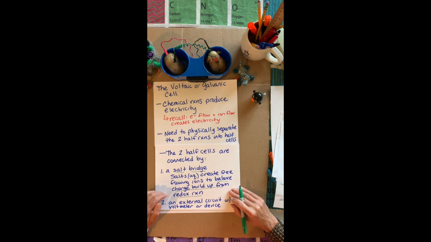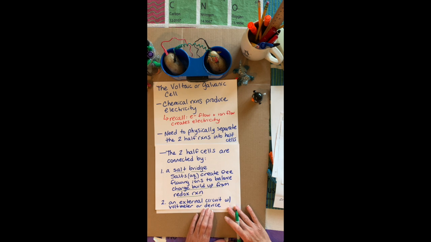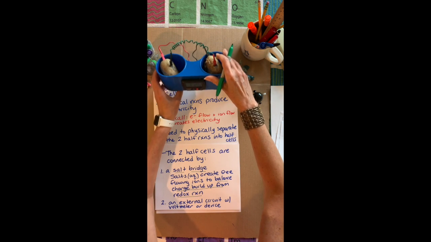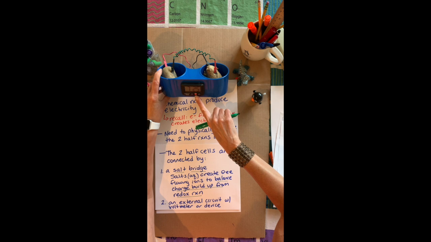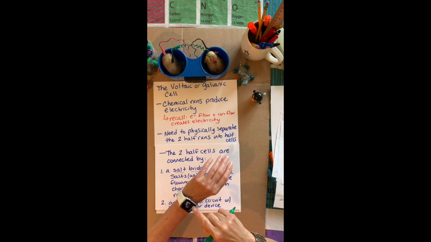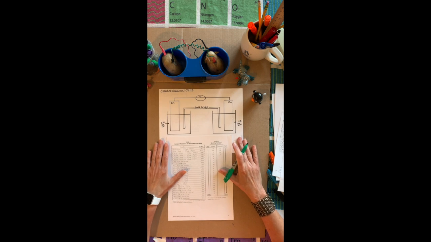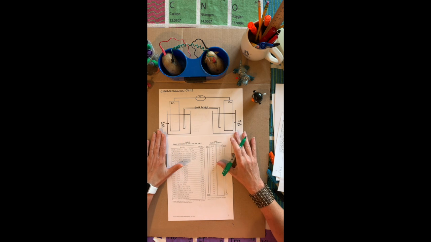Hopefully this will make more sense in a few minutes. The second way half cells are connected is by an external circuit with a basic voltmeter or some kind of device. Here, the device is our clock. The device could be your watch because this watch is running on a battery. So I have here a very simple drawing of an electrochemical cell.